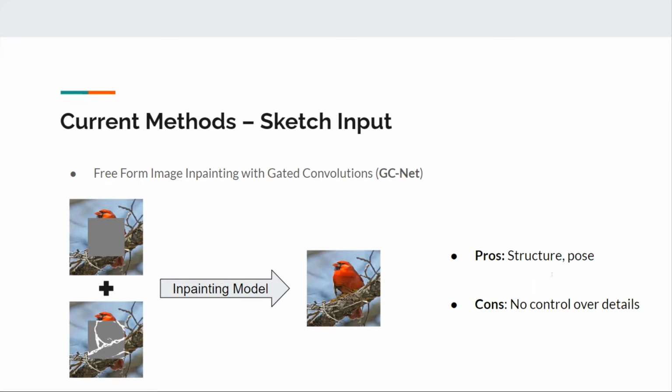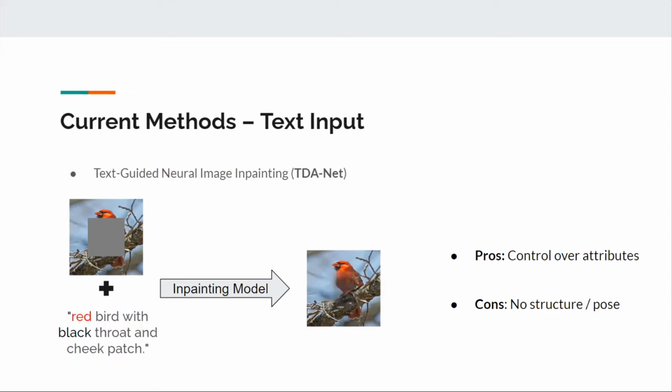The advantage of this model is that we have more control over the structure and the pose of our image. However, we are not able to control the details such as the color and the texture. Another method is to use text to describe the image, for example, the TDANet model. Over here, we can see that the text describes the image, which is red bird with black throat and cheek patch. And here we can see the result.